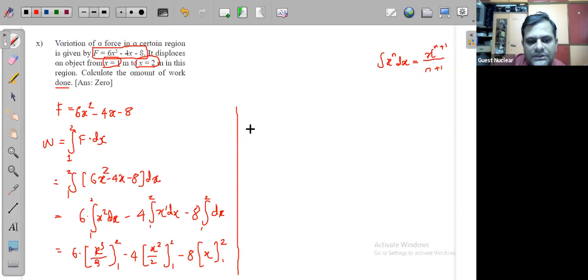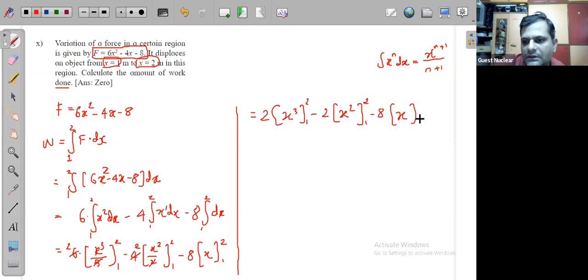So in the next step we can just have this simplified as, here we can just take this 3 out, and this 3 can get cancelled with this 6, leaving behind 2 outside. Here, even here 2 can also be cancelled with this 4, leaving behind 2 outside, and then we can get this as 2 times the integration of x cube from 1 to 2 minus 2 times the integration of x square from 1 to 2 and minus 8 times the integration of x, that is from 1 to 2.